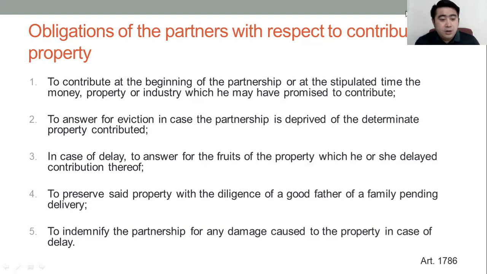Number 4, to preserve the said property with the diligence of a good father of a family pending delivery. So, ibig sabihin, bago ma-deliver yung property sa partnership, dapat alagaan ng partner, with the diligence of a good father of a family, yung property. Hindi na pwedeng iiwan kung saan-saan, yung naaarawan, yung nababasa. Dapat alagaan niya to. Number 5, to indemnify the partnership for any damage caused to the property in case of delay.